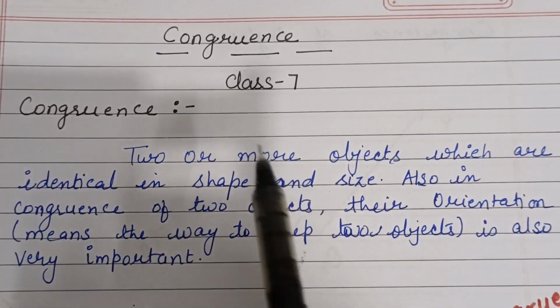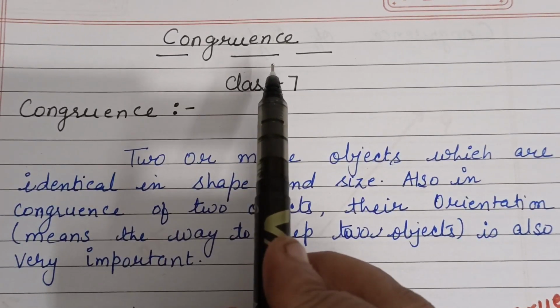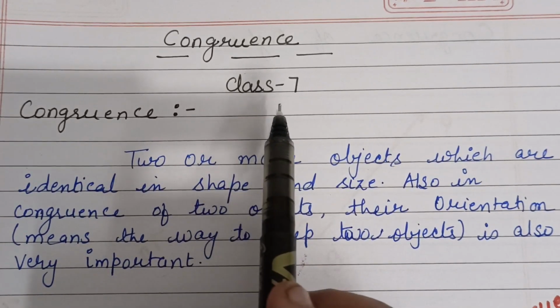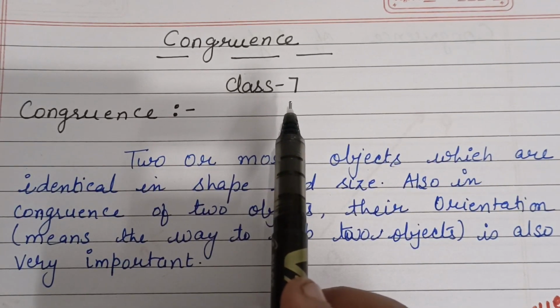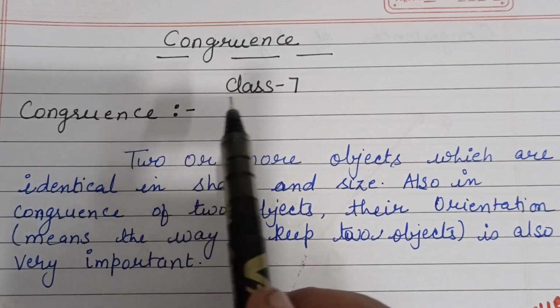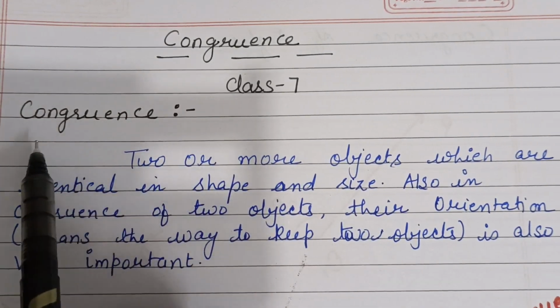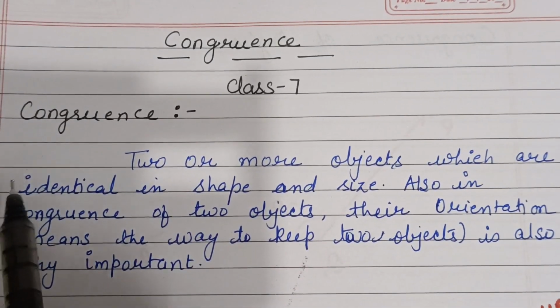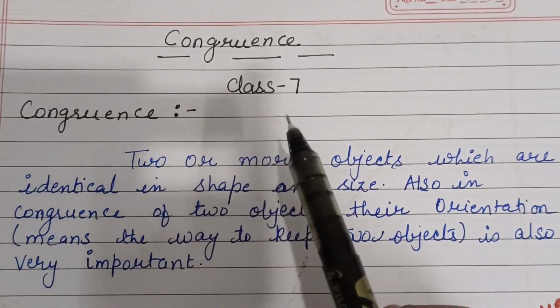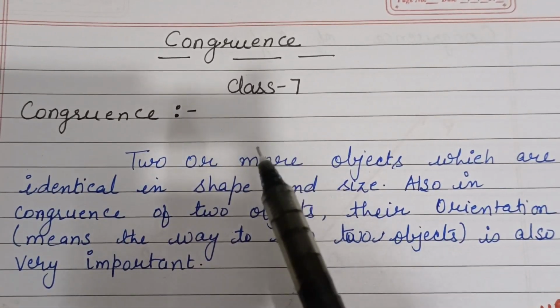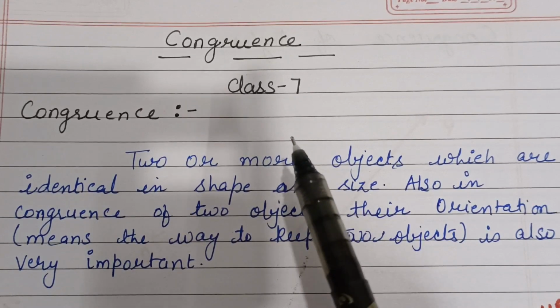Okay, today we are going to start the new topic, that is congruence. It is a topic of class 7th mathematics. Before we start the details, we should understand the definition of congruence. Basically, whenever we are talking about congruence, we need to talk about two or more shapes.